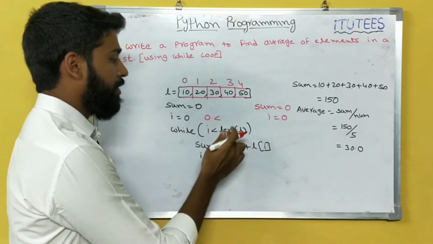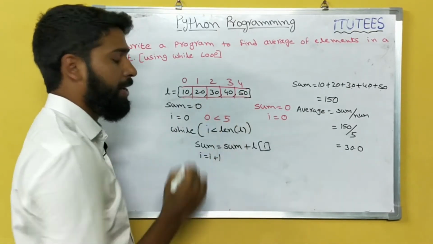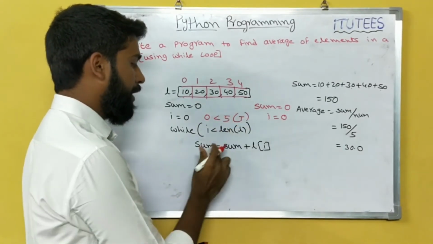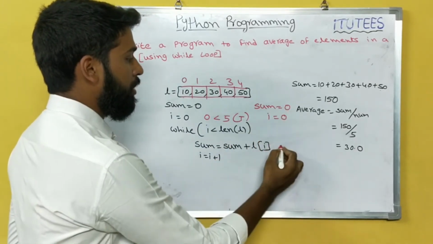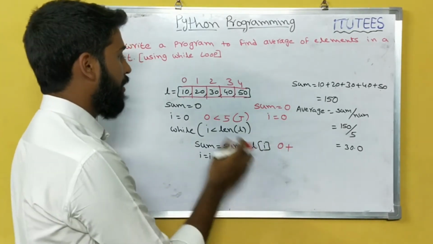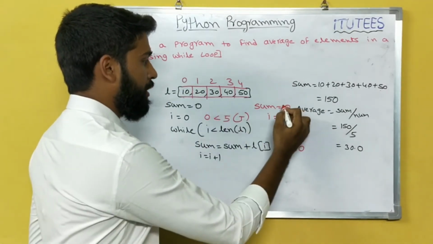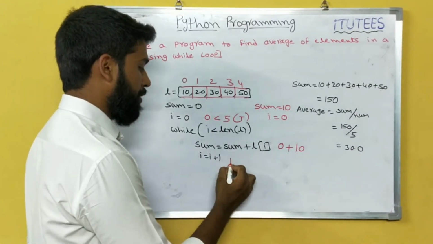0 less than what is the length of L? 1, 2, 3, 4, 5. Length of L equals 5. It is true, so we enter into this. Sum equals sum plus L of I. What is the sum value? 0, plus what is the L of I? 10. 0 plus 10 is 10. That means sum equals 10. I equals I plus 1, that means I becomes 1.